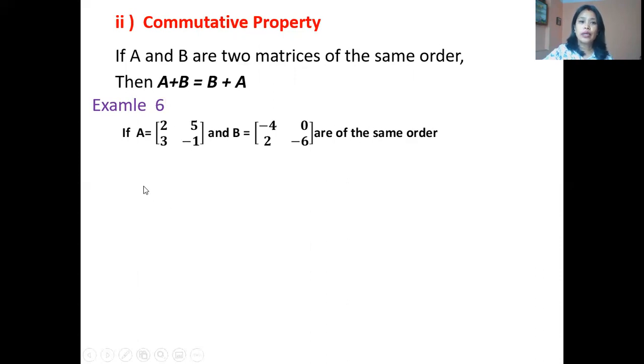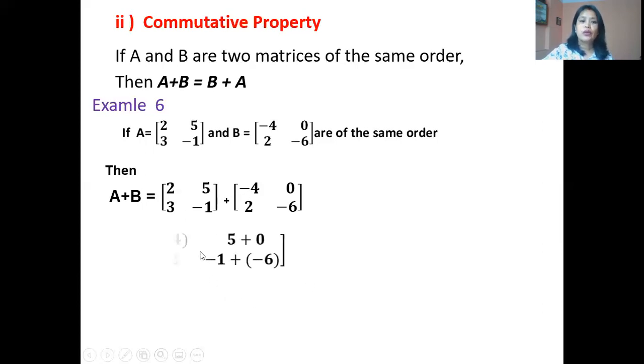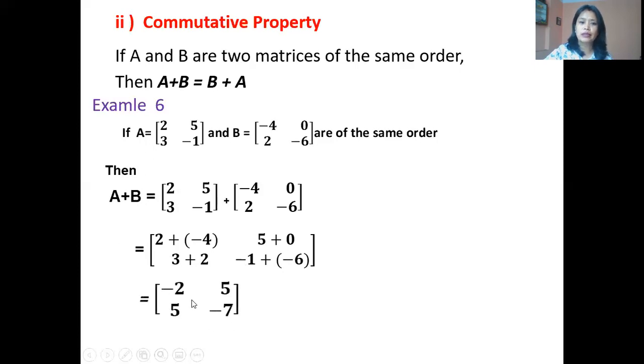Starting from the left hand side, we are adding A plus B. Matrix A and matrix B are getting added with their corresponding elements. Look here, 2 minus 4, 5 plus 0, 3 plus 2, -1 minus 6. The result is -2, 5, 5 and -7. This is the result of A plus B.